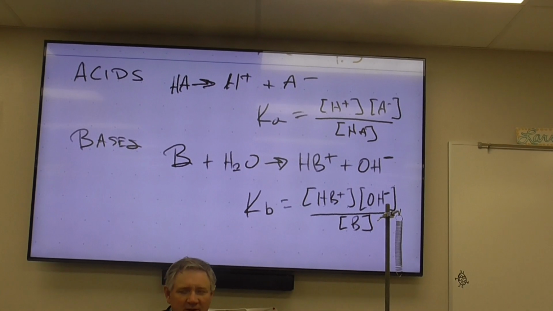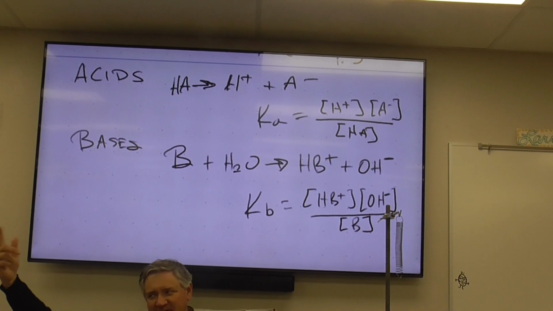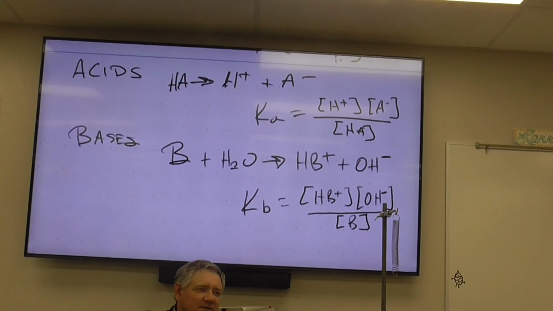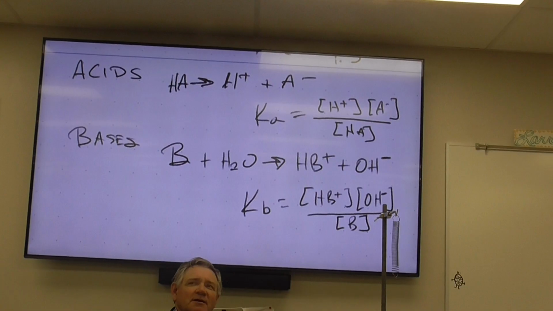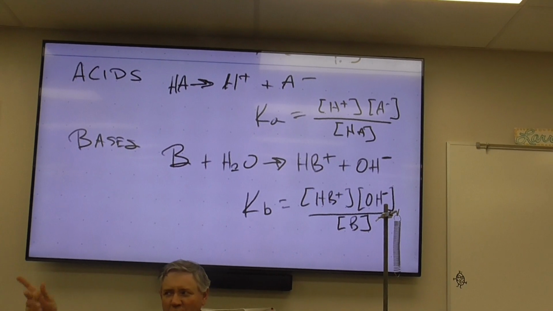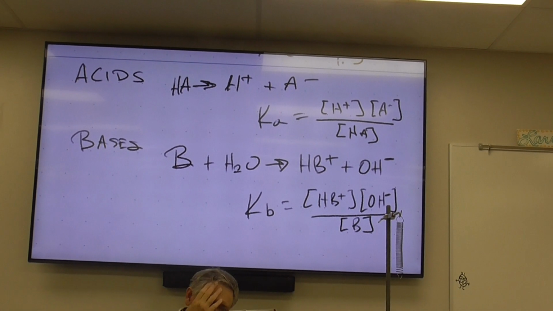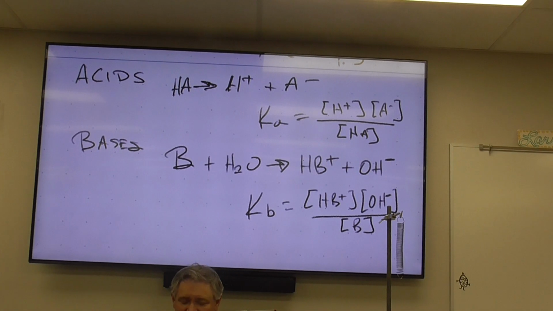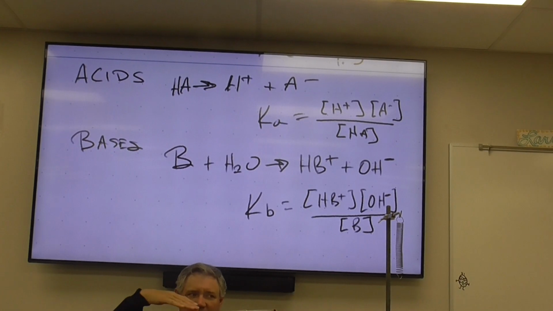Okay, so now we need to take this to the next step. Up to this point, we only dealt with acids. So now I want to deal with what happens with bases. It's the same idea, but yet a different twist.